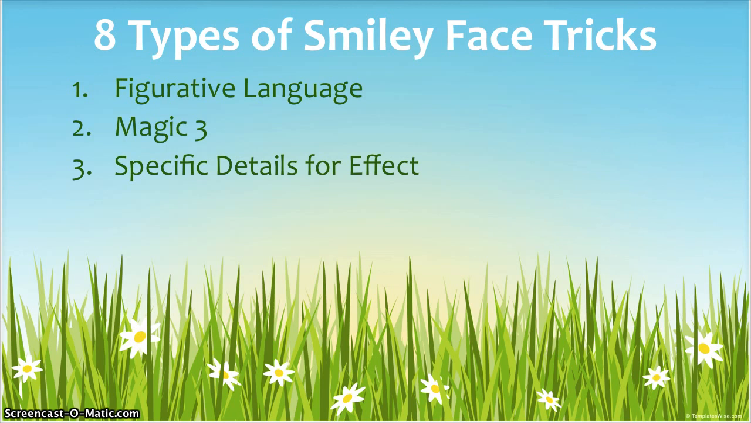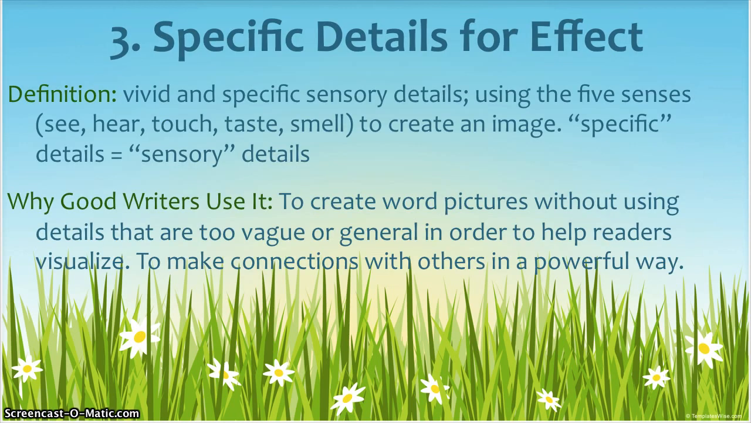Make sure you write that title in the next section of your spiral and copy down this whole slide into your notes so that you have it in a safe place. Specific details for effect are vivid and specific sensory details. Now, when I say sensory details, I mean using the 5 senses to create an image. The 5 senses are those things that you can describe by what you see, hear, touch, taste, and smell. When we're talking specific details, we mean sensory details.